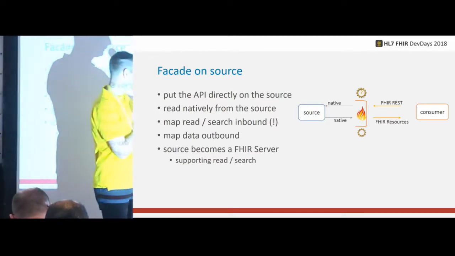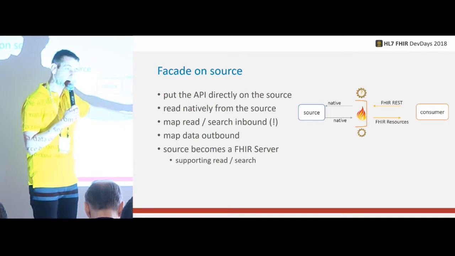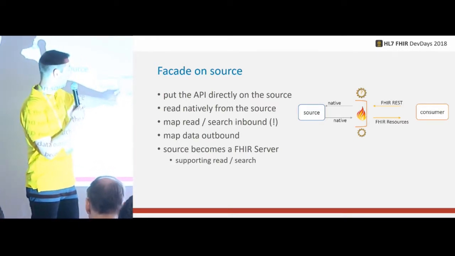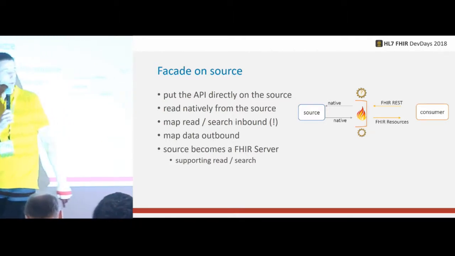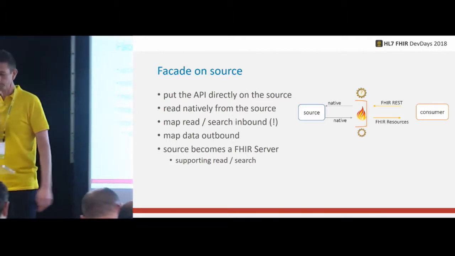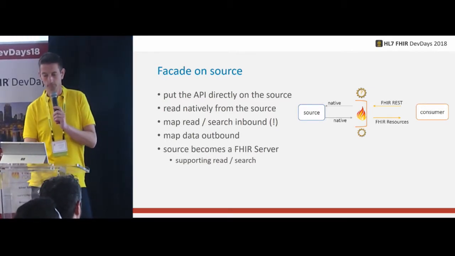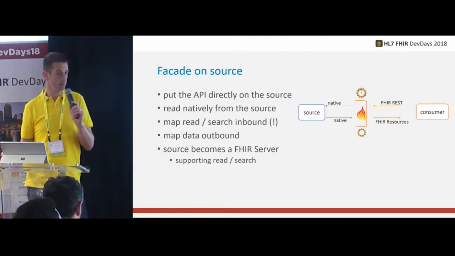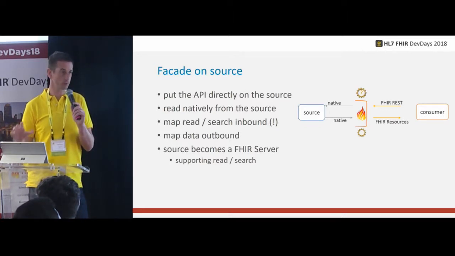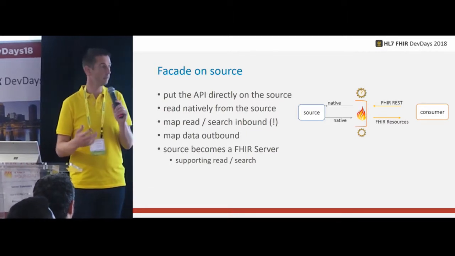Then when the data comes back, the source probably doesn't give you FHIR resources. If it did, you didn't need the facade. So you have to map that data back to FHIR resources before you return it to the consumer. So there's two mappings involved. But once you did that, then any consumer can use that FHIR API. And it's perfectly fine if that's only for 3 resources and 5 search parameters, as long as your capability statement states that is the case.